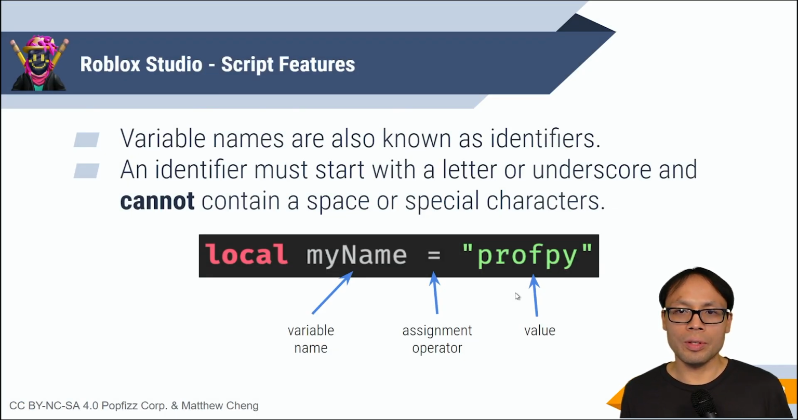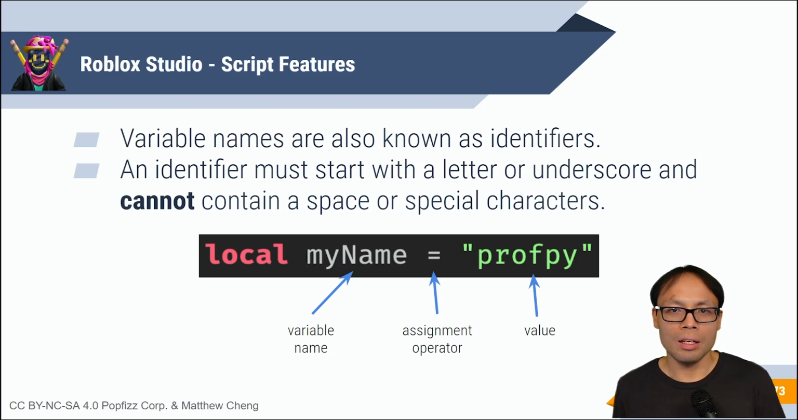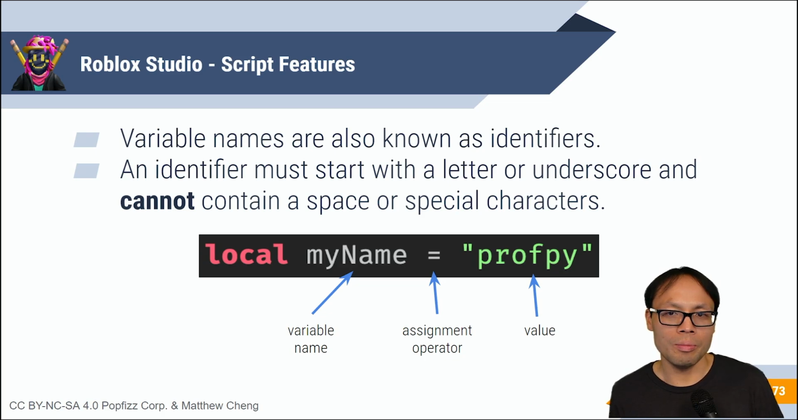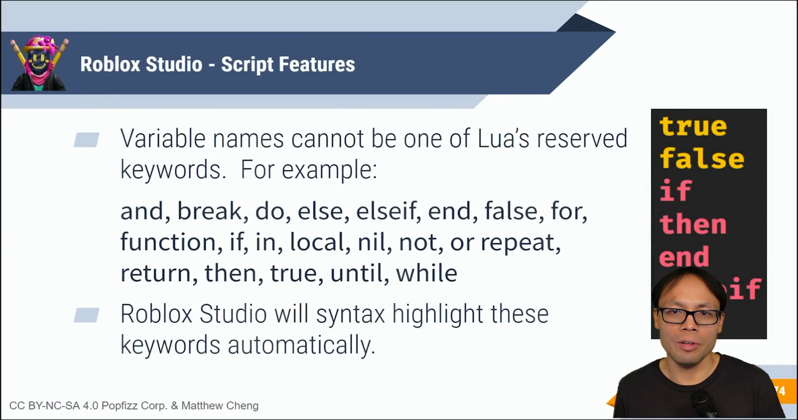Variable names are also known as identifiers, and identifiers must start with a letter or underscore, and they cannot contain a space or a special character. So those are variable name rules that you must follow when you're declaring a variable.